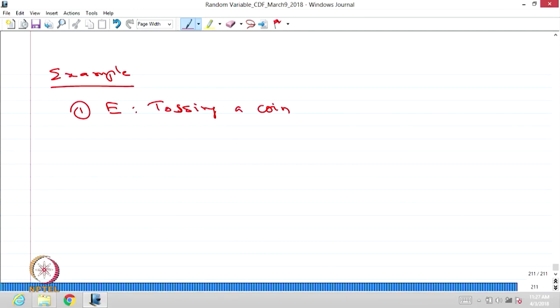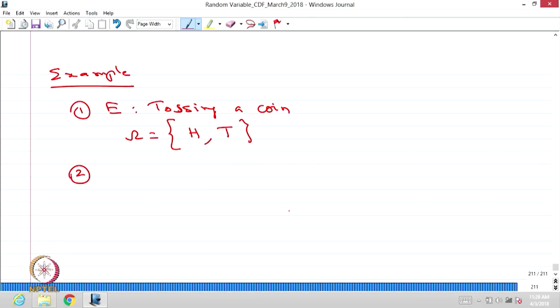Tossing a coin, that's a random experiment. The set of all possible outcomes in this random experiment is going to be, I use the notation H for obtaining a head. Similarly, I use the notation capital T for getting a tail. That means the only two possible outcomes are head or tail. So this is the collection of all possible outcomes in this random experiment.